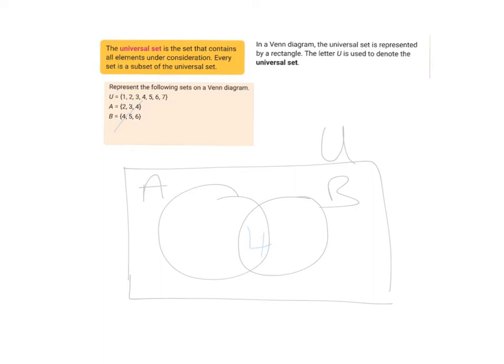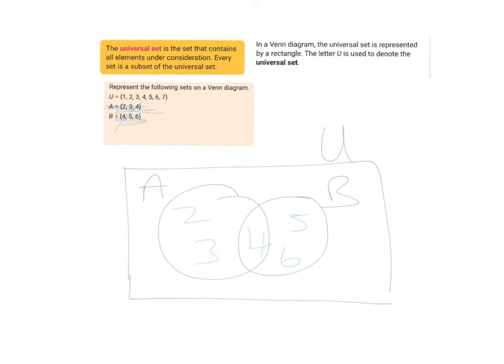Then we just have to fill in the rest of A. We know that A represents all of this, and I have the 4 already, so what's left is the 2 and the 3. So we simply write in the 2 and the 3. And it's exactly the same with B: what is left is the 5 and the 6. Okay, so now I've done my A and I have done my B.